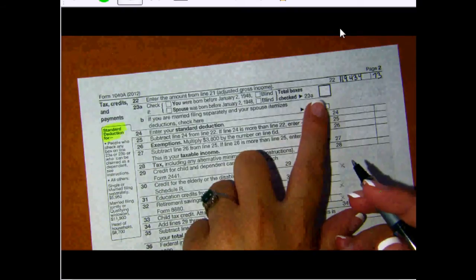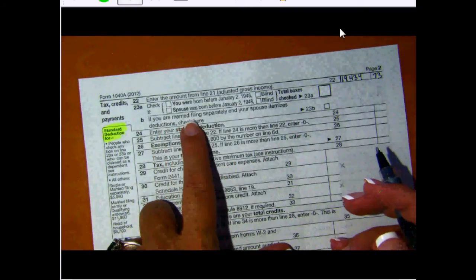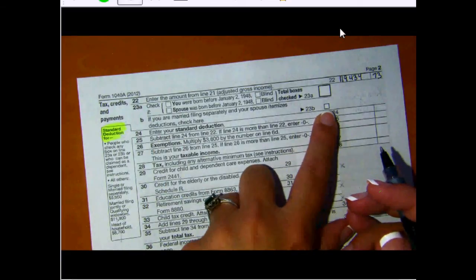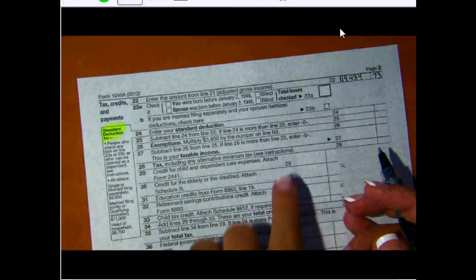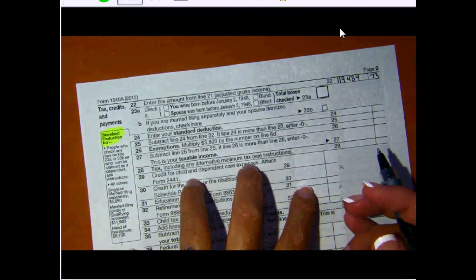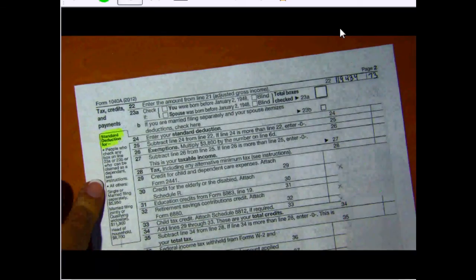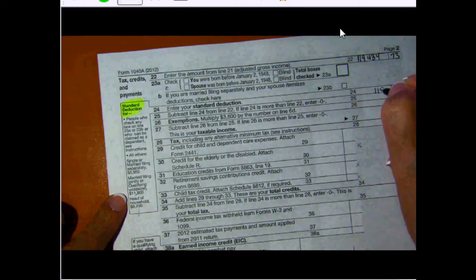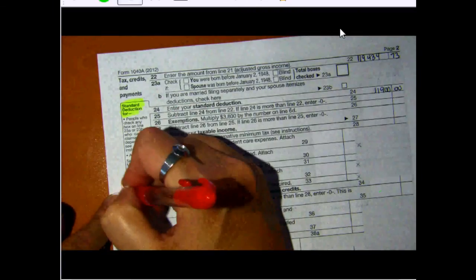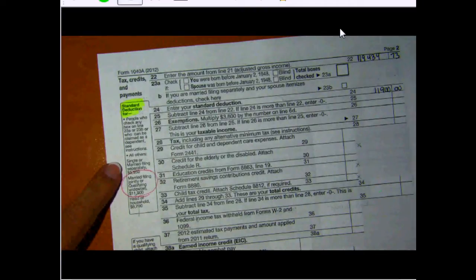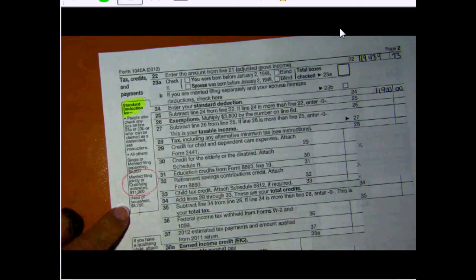So if you put the number of boxes there, if you are married, filing separately, and your spouse itemized deductions, you have to check there. But if you're filing together, it doesn't matter. Okay. Enter your standard deduction. Because you're not itemizing with the 1040A, that's when you come over here and you look for your standard deduction. They're married filing jointly, so it's $11,900. If you're single, it's $5,950, and if you're head of household, it's $8,700.